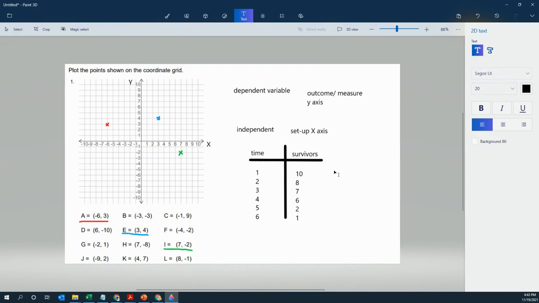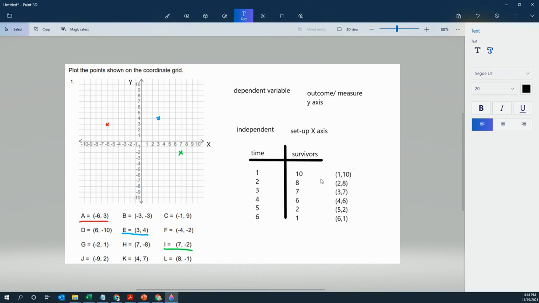So you would set this up as, that would be 1, 10. The next one would be 2, 8. Next one would be 3, 7, 4, 6, 5, 2, and 6, 1.